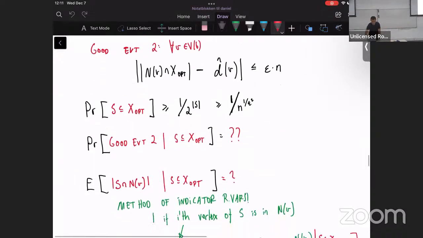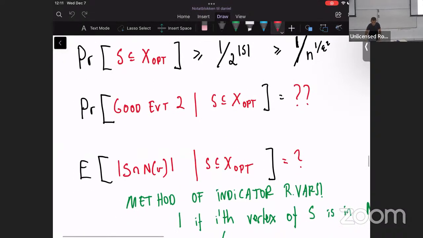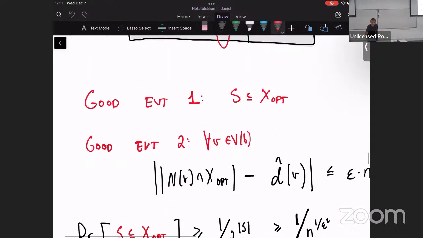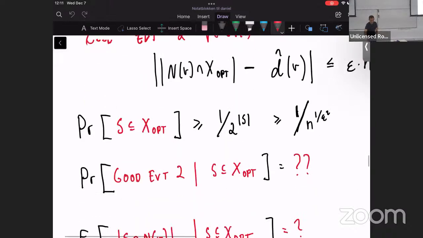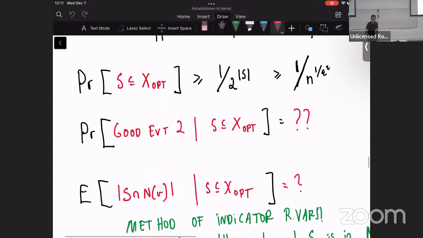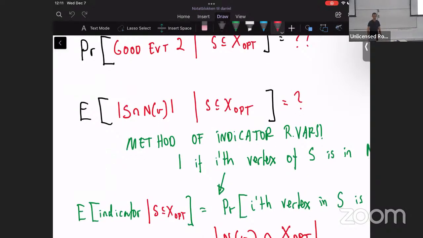Okay, so now we know that the probability of the first good event, that we sampled uniformly at random from X opt, is inverse polynomial. Now we need to figure out the probability of our second good event, that all of the samples are close to their expectation. For that, we first need to figure out the expected value of S intersection N of v, given that we're sampling from opt.